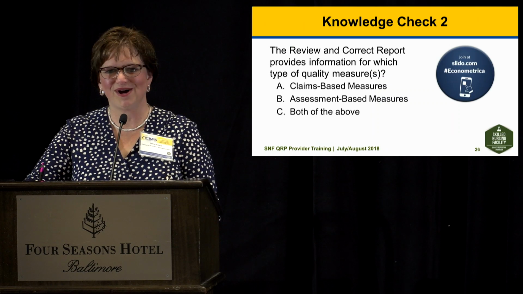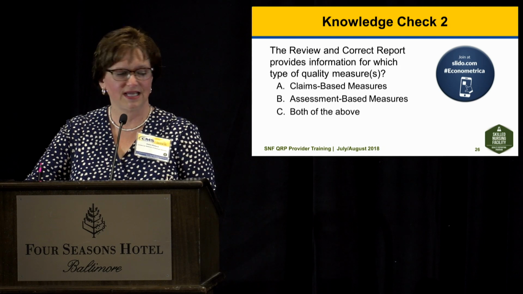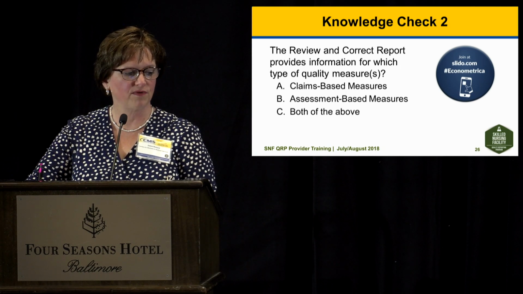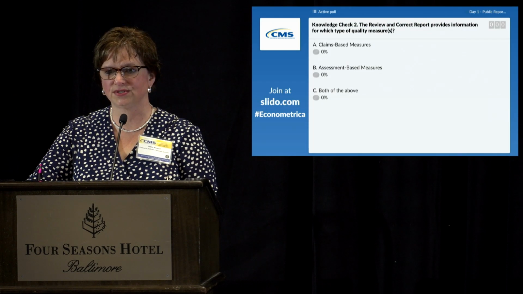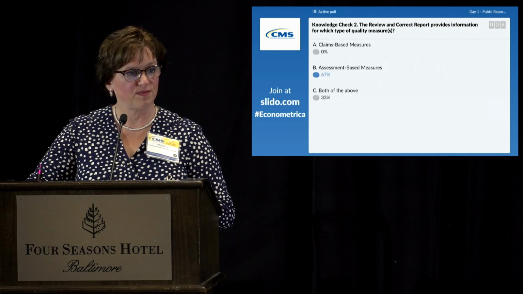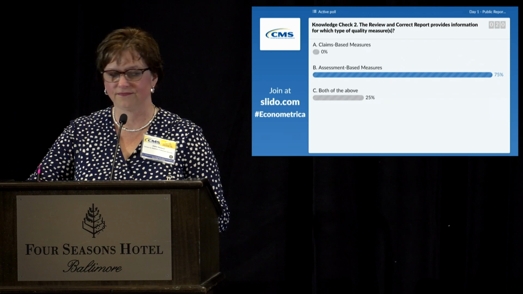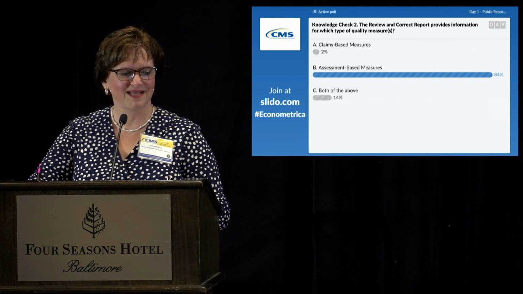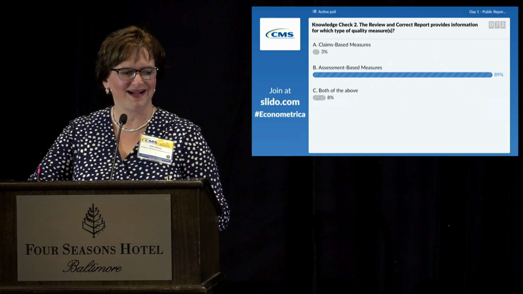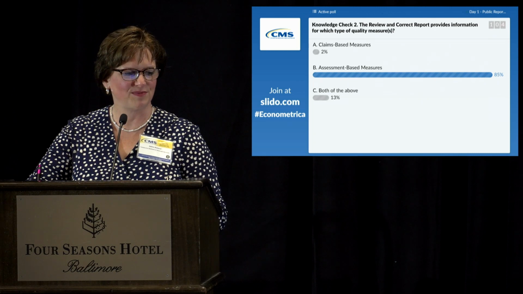So now we're going to pause for another knowledge check. The question is, the review and correct report provides information for which type of quality measures? Is the answer A, claims-based measures, B, assessment-based measures, or C, both of the above? And we're getting some good response already. I'll wait a few moments and allow everyone the opportunity to respond.